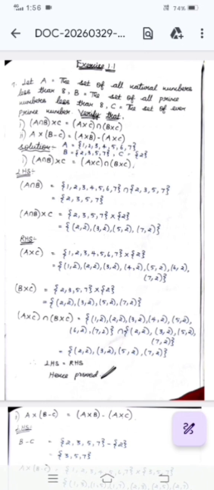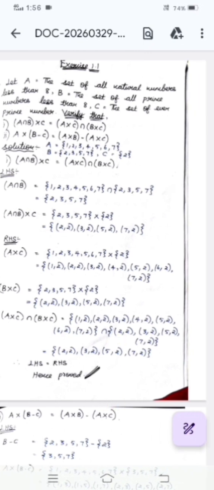Now let's prove the first subdivision. We have to verify that LHS equals RHS. First let us consider the LHS. We should give first preference to the bracket. So let's find A intersection B. Just substitute the values of A and B.